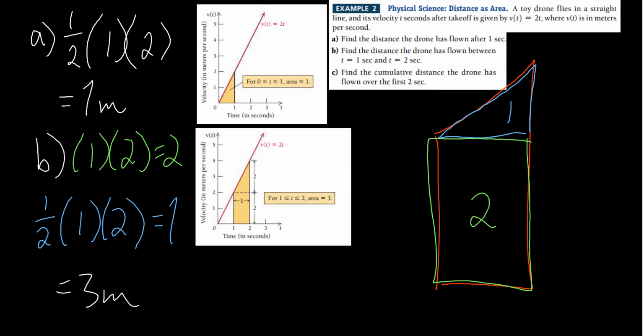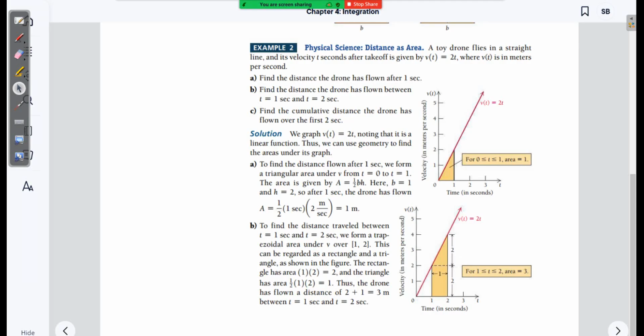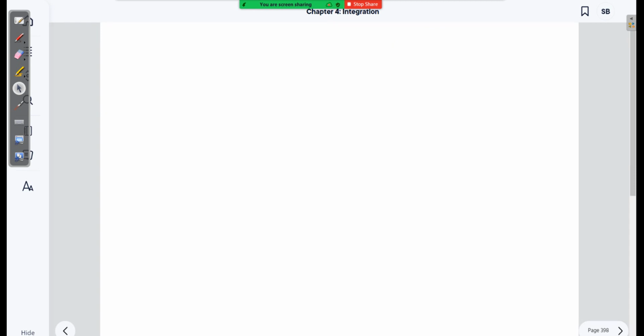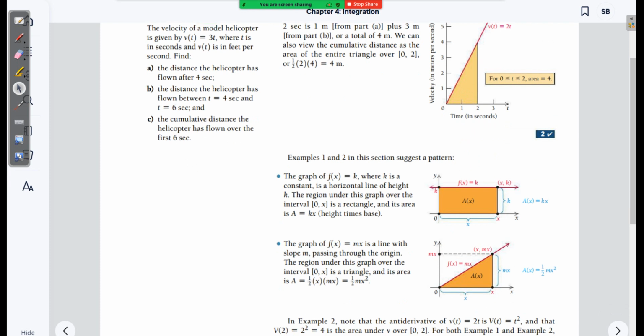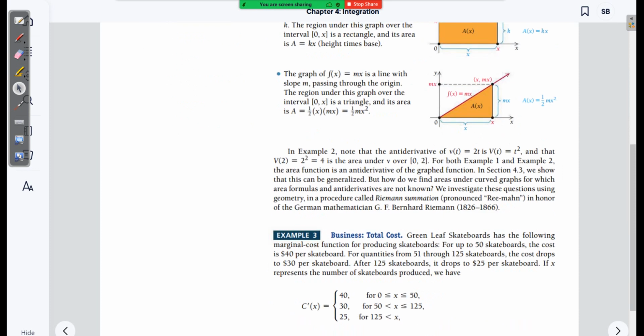Okay, now C, find the cumulative distance the drone has flown over the first 2 seconds. Well, it's not too hard. All we have to do is simply add them up, right? 3 plus 1. So it's flown 4 meters. So C, 4 meters. Okay, so all we're doing here is just simple geometry, and we're just finding the area under a curve.